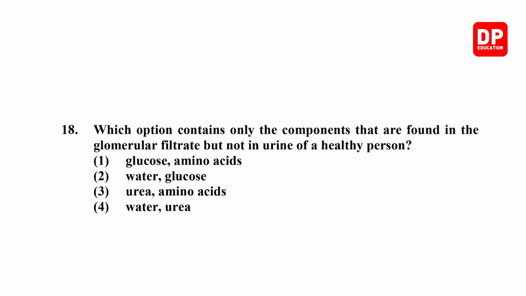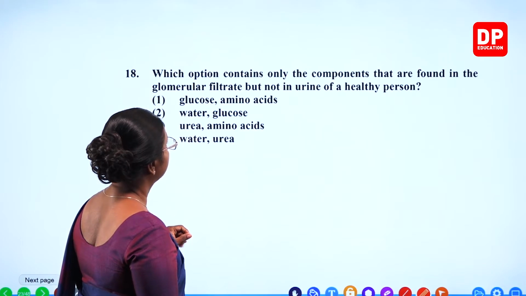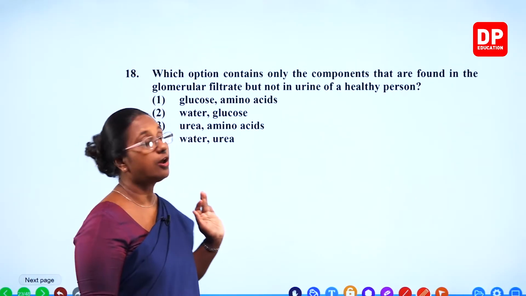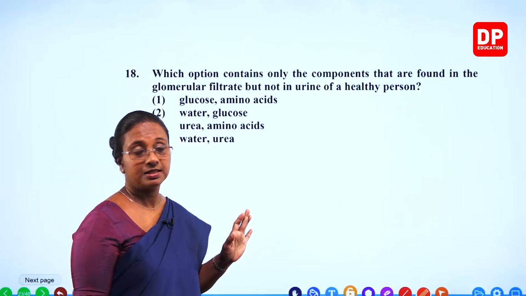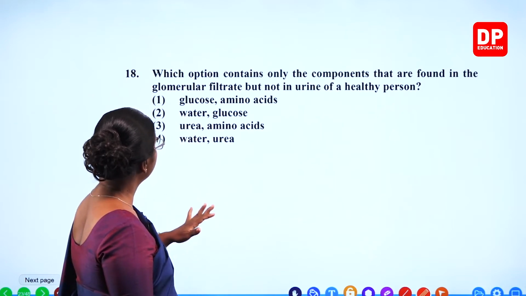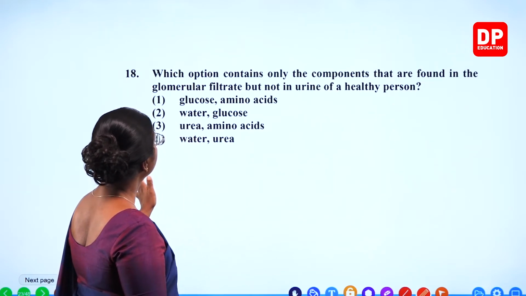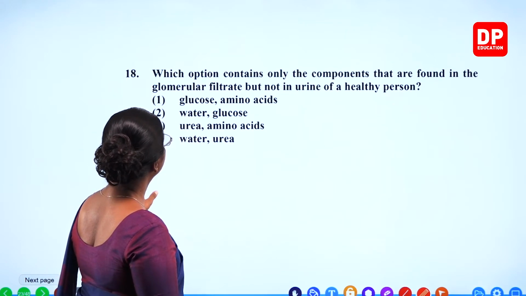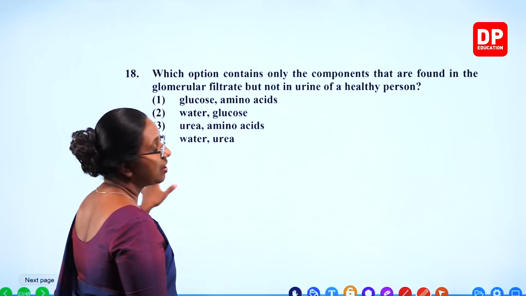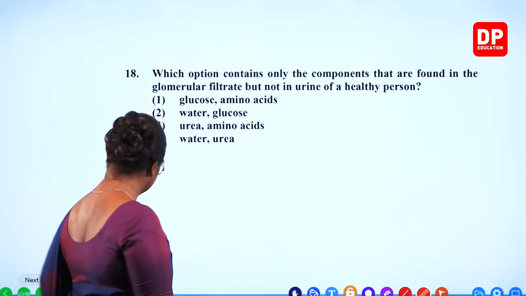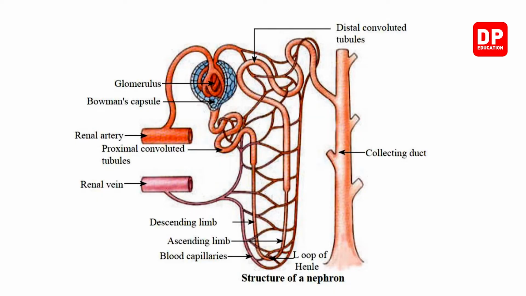Question number 18. Which option contains only the components that are found in the glomerular filtrate but not in urine of a healthy person? The answers: glucose, amino acids; water, glucose; urea, amino acids; water, urea. Now to understand that, I will explain the structure of a nephron. Now here you can see a structure of a nephron.